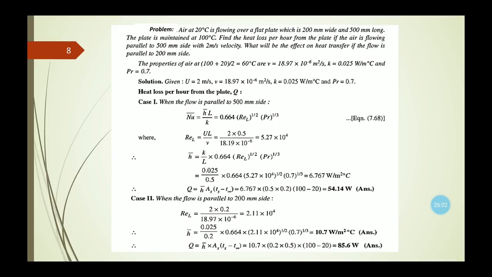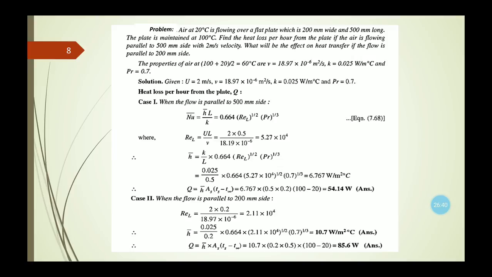Now the values given in this question, the properties of air at (100 plus 20) divided by 2, that is at 60 degrees, are: kinematic viscosity nu equals 18.97 into 10 to the minus 6 meter square per second, thermal conductivity 0.025 watt per meter degree centigrade, and Prandtl number 0.7. So you need to find the heat loss and the effect on heat transfer if the flow is parallel to the 200 millimeter side.